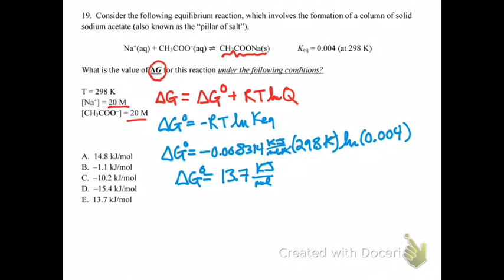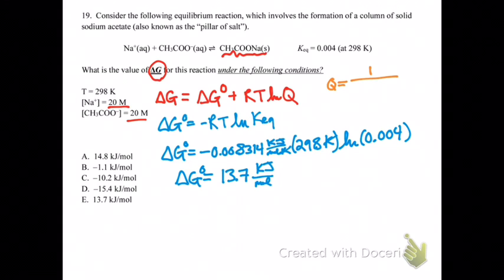Whoa, we're halfway there. But not quite done yet, because we're not looking for delta G standard, which is what we just found. We're looking for delta G. So we're going to need to use this information in Q to find our delta G. So let's just find Q first. Let's write an expression for Q. So Q is equal to products over reactants. And, well, our product is a solid, so we're just going to plug in 1 for that.